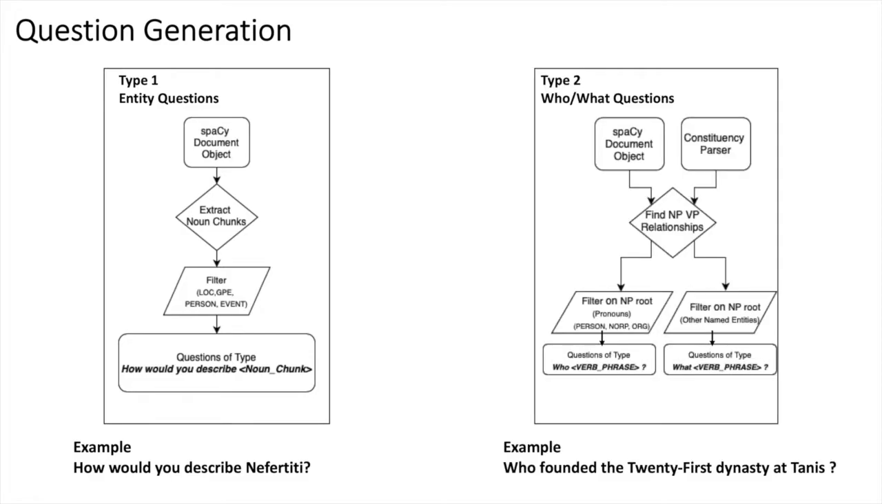The second type of questions are who-what questions built around entities. For this, we use the constituency parser to parse each of the sentences in the documents and then analyze these sentences to create noun phrase, verb phrase tuples. These noun phrase, verb phrase tuples are then separated into two sets, those in which the noun phrases contain entities corresponding to the word who, and those which contain entities corresponding to the word what. This allows us to create who-what questions that are grammatically correct.